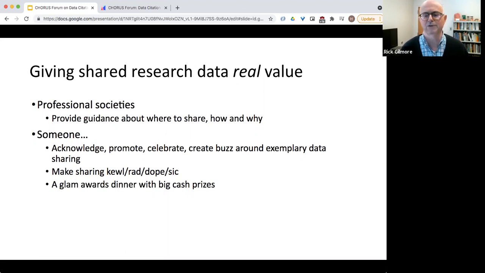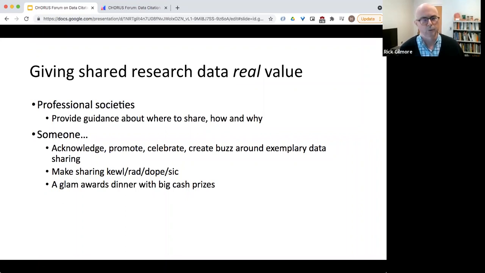I had to ask my kids what the most appropriate popular slang terms for these are. But the point is, we need to make data sharing something that is exciting, where there's a lot of buzz around it. And I've even suggested that we have some sort of glam awards dinner with big cash prizes for people who've made significant contributions to open science and data sharing.